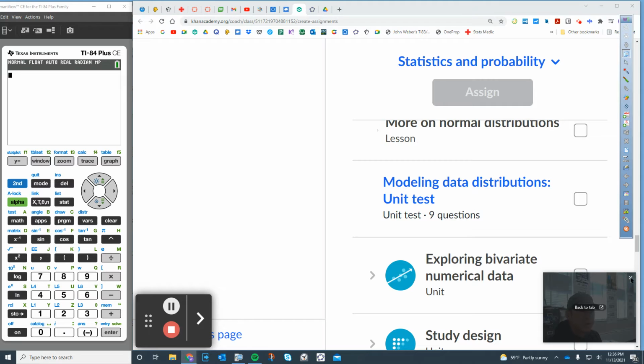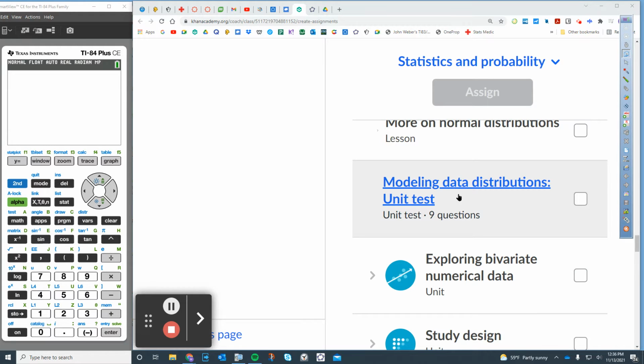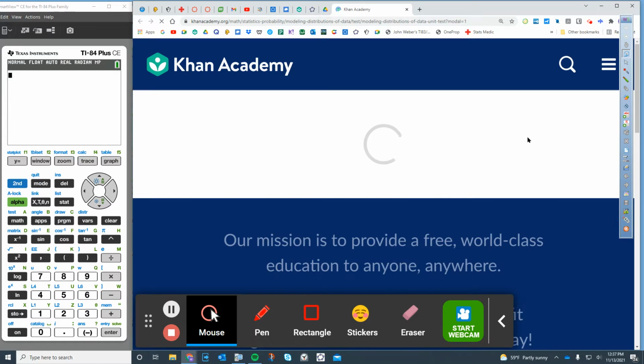So today I want to do the modeling data distribution unit test. Now this is unit 4. So let's begin.